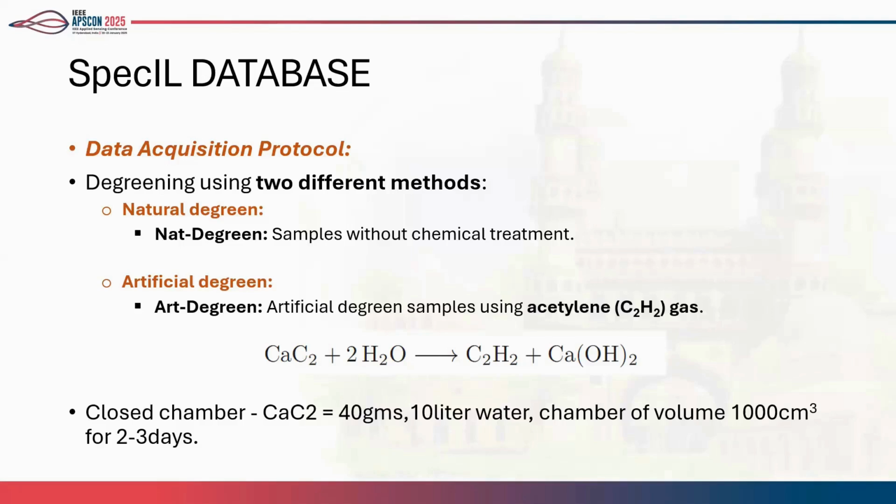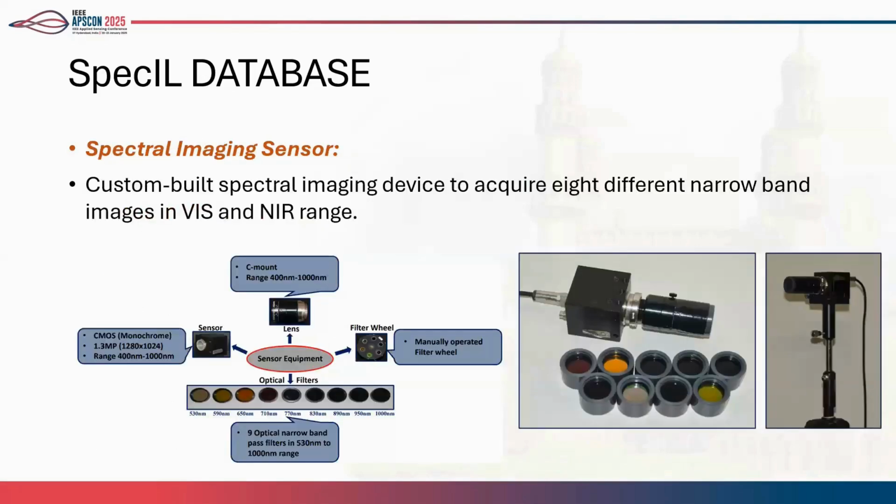So in the first case, for natural, it was done without any chemical treatment, whereas in the case of artificial degreening, we have used calcium carbide in a closed chamber in reaction with water, so as to release acetylene gas, and then we do this treatment to degreen the lemon. That's why we call it artificial degreening. So these were the two categories which we have done, for natural and artificial ripening.